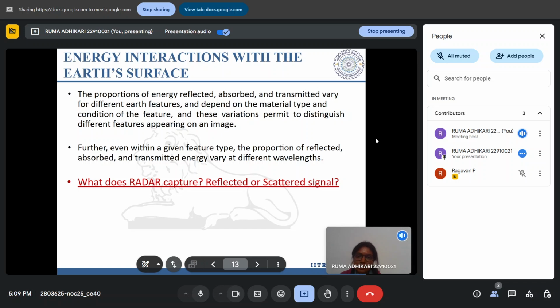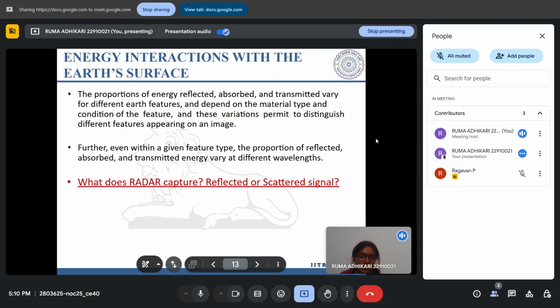Variations permit us to distinguish different features appearing on an image. So every target has a different capacity to reflect, absorb, and transmit energy. But for our domain, that is radar or microwave, it is not like every sensor captures everything, reflection or emission, absorption. A microwave sensor captures only the reflected energy.